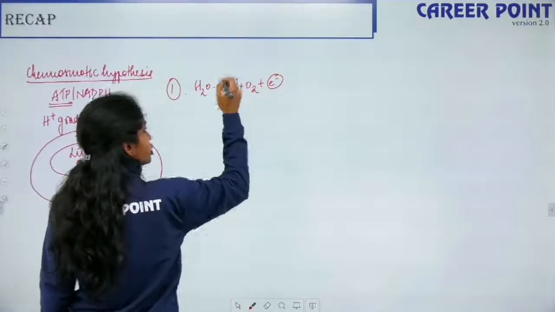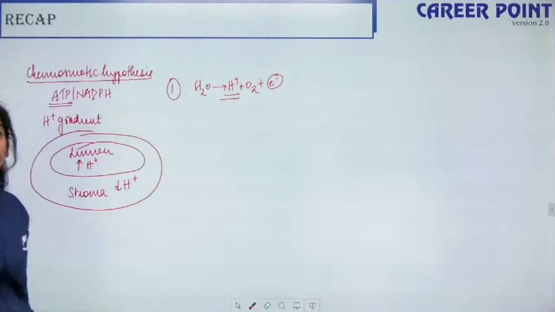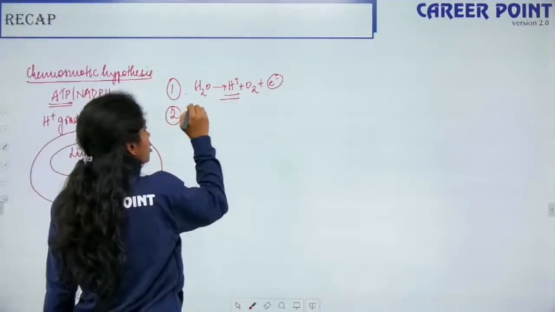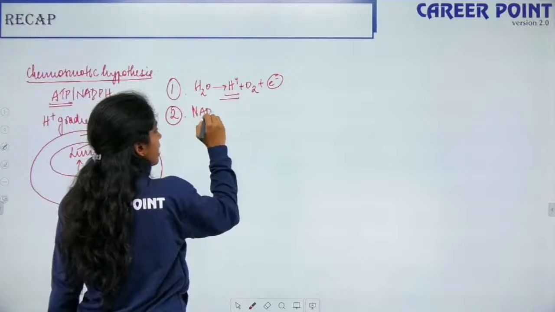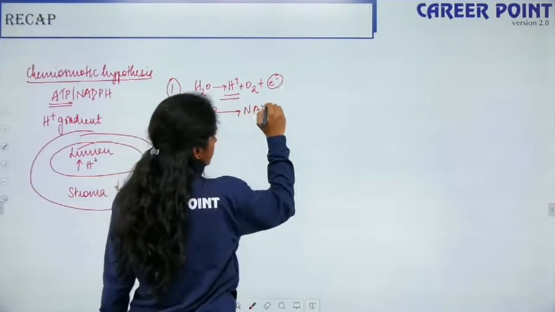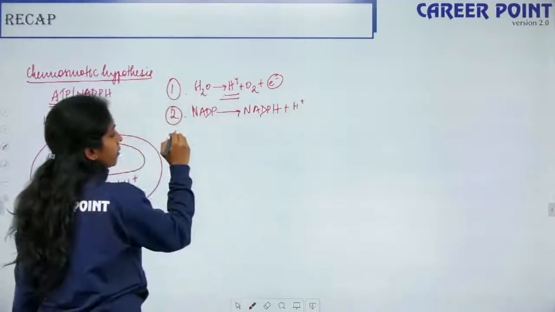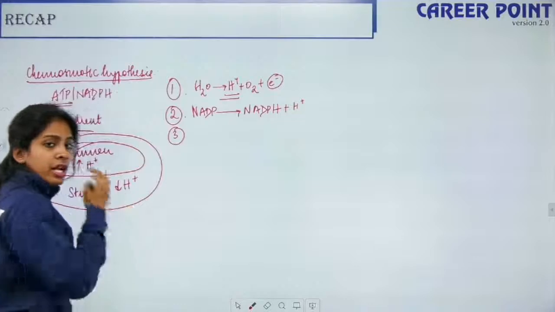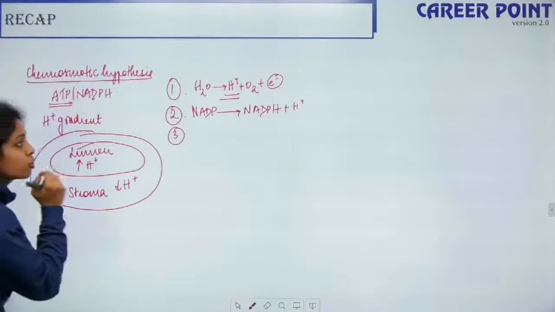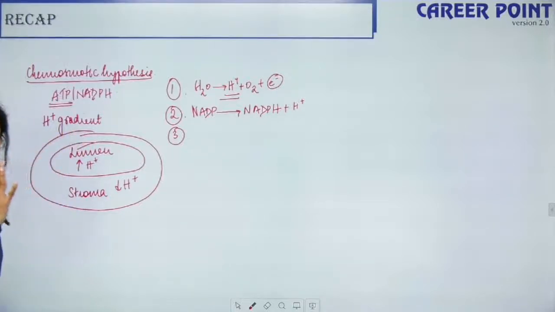Right, so you have H plus ions here. This is also the reason you have more H plus concentration inside the lumen. Number two, it also helps in the reduction of NADP into NADPH plus H plus. So once again the protons get accumulated. The last method by which your protons are more inside the lumen is the ETC in your Z scheme.